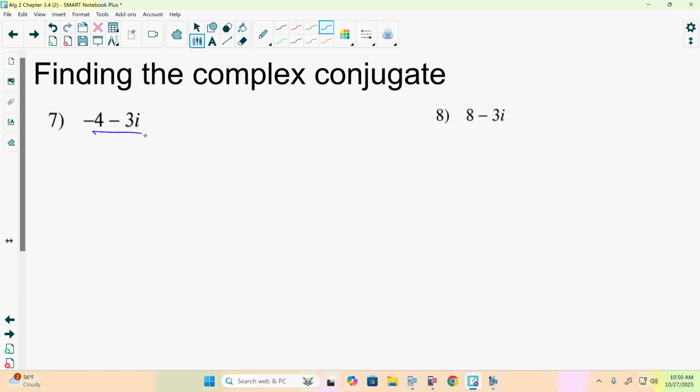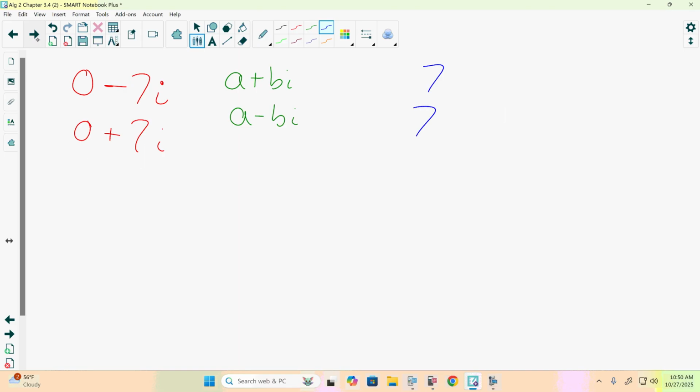Because 4 minus 3i, the complex conjugate is what? Negative 4. Yeah, because if we're given a plus bi, its complex conjugate is a minus bi. If we're given a minus bi, its complex conjugate is a plus bi, yes? So what are we changing the sign of?